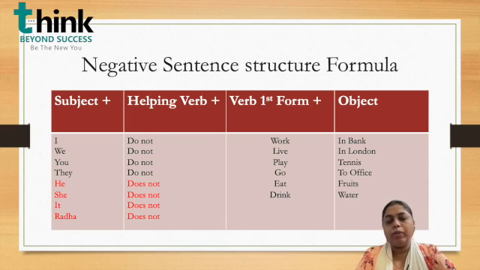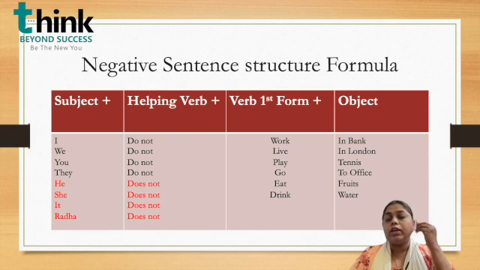Why is it so? Because we have already given s or es to does. We have converted do into does, where we have already given our s or es. So again we need not add s or es to the main verb.